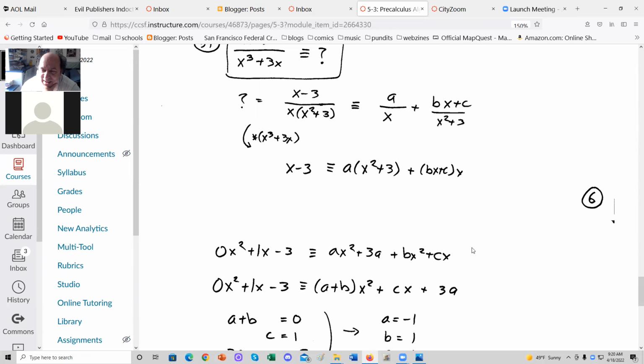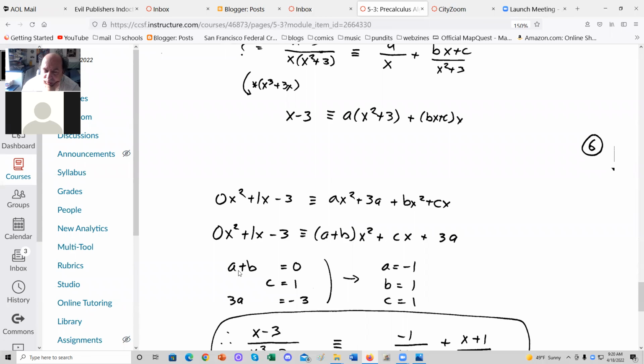All right. Okay, here I'm going to do this by coefficients. Left side is 0x squared plus 1x minus 3. The right side is ax squared plus 3a plus bx squared plus cx. Rewrite this as (a plus b) times x squared plus c times x plus 3a, identical to 0x squared plus 1x minus 3. Therefore, a plus b is equal to 0. C equals 1, that's easy. And 3a is negative 3.